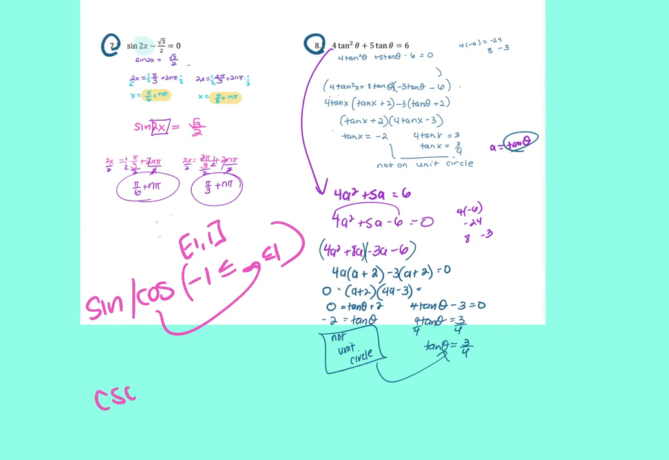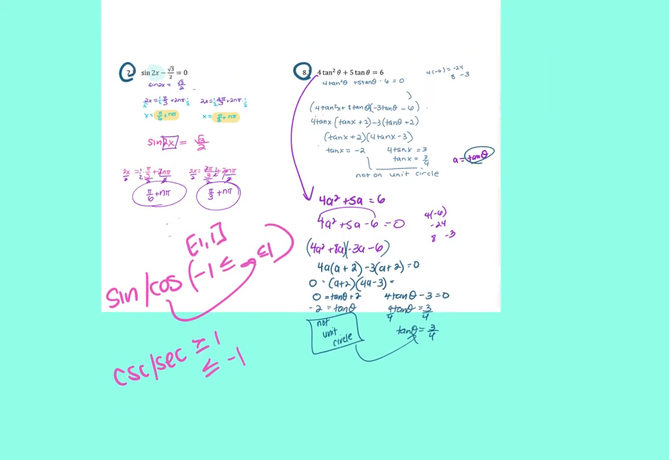For cosecant and secant, it has to be greater than or equal to +1 or less than or equal to -1. So they can be 1 because at like pi over 2, cosecant would be 1. Or it has to be bigger than it. It can't be smaller. They're reciprocals of each other.